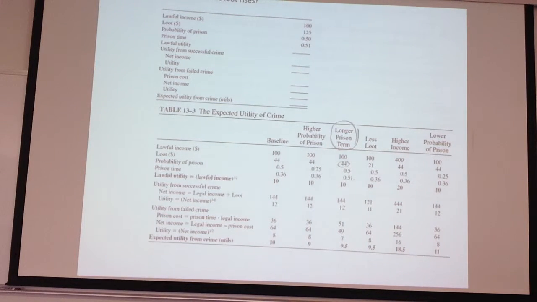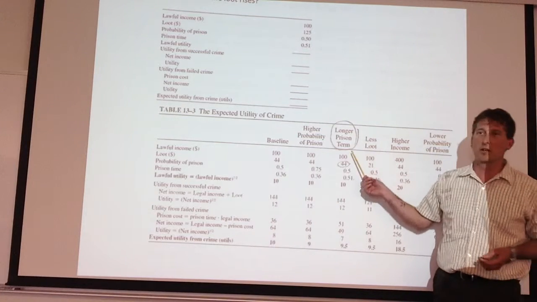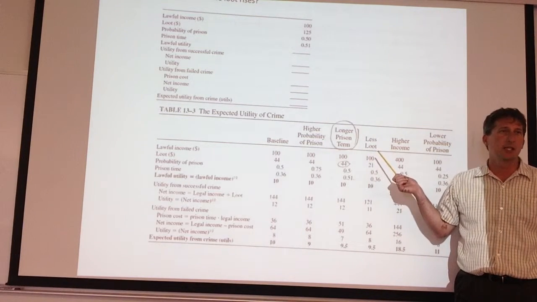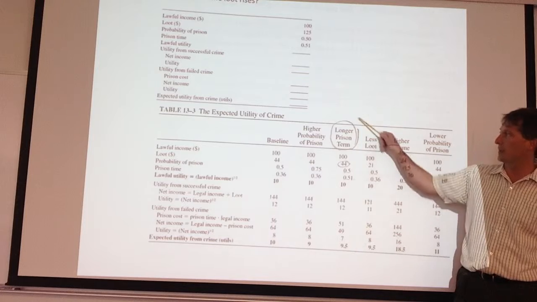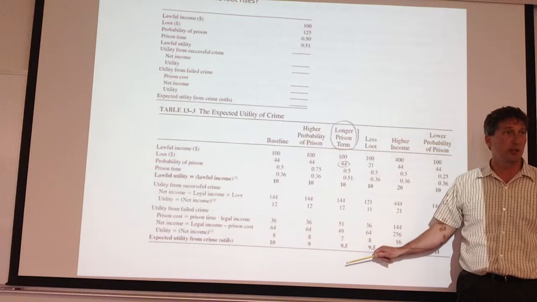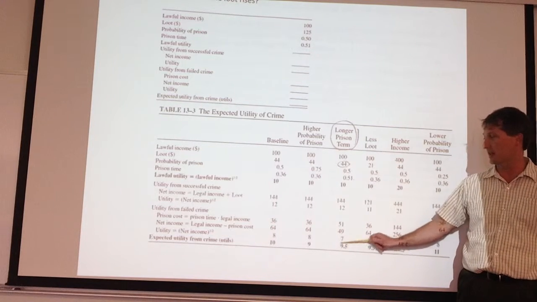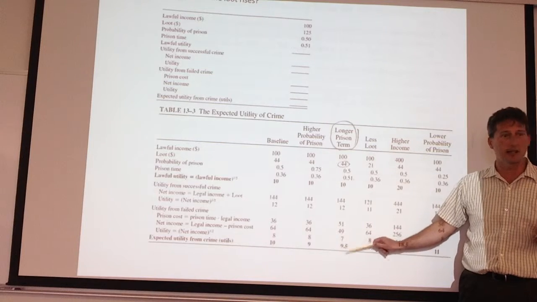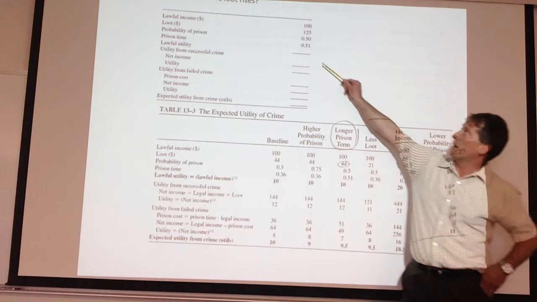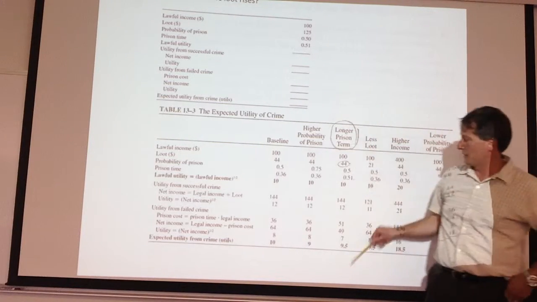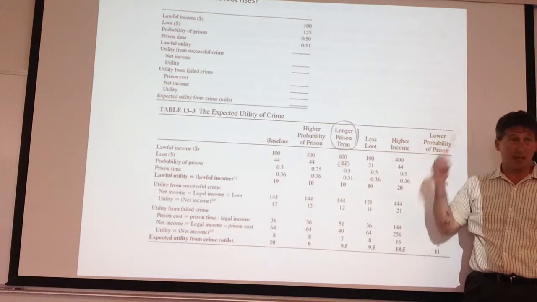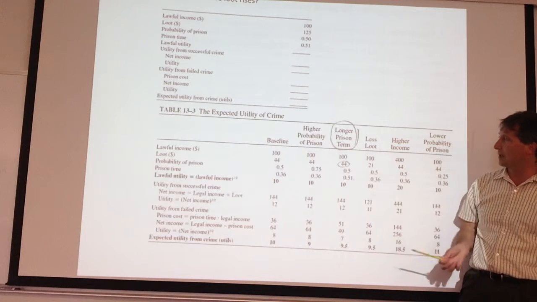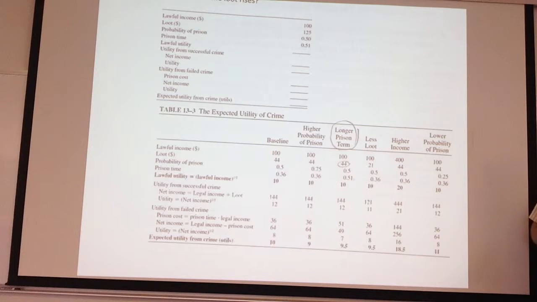So what happens with expected utility when loot goes up? Relative to this, what happens to the expected utility when loot goes up? It goes up, right? So you guys calculated 11. Looked like most of you had that. So our answer's up here. That factored in the equation. It makes it more desirable to commit the crime as the loot increases.